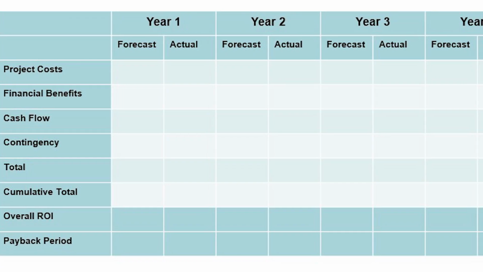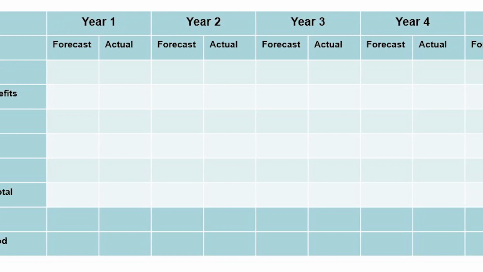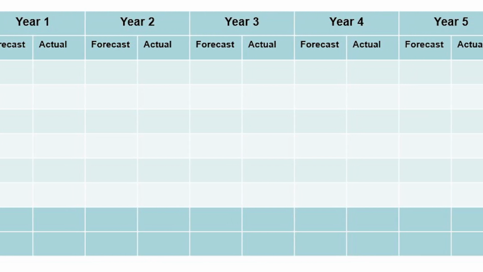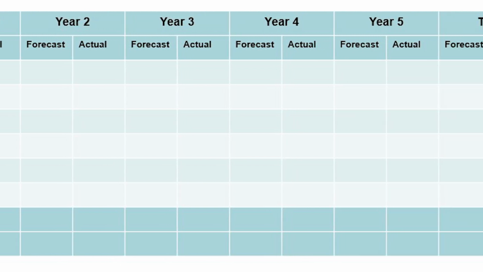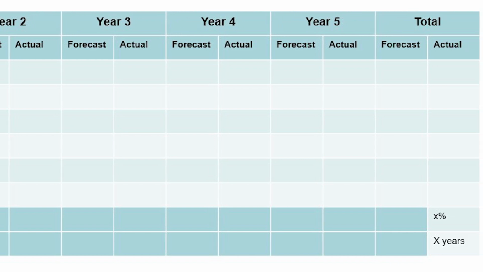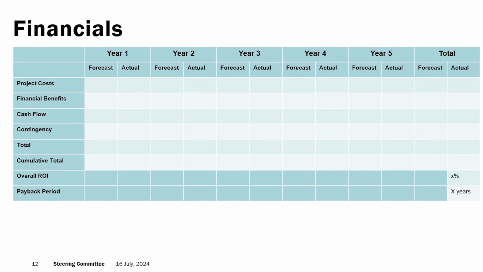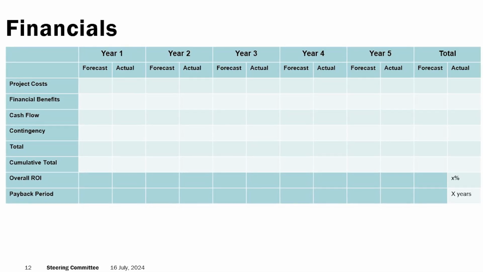Crikey, everyone's favorite next, financials. For right now, I'd say as a minimum, you need to include your year-on-year forecasts, year-on-year actuals, your total forecast, your total actuals, show any deviations if they exist, and if you've got any financial benefits, make sure to include them as a forecast and as an actual as well. And if you've got the time to write the formula, show the return on investment.